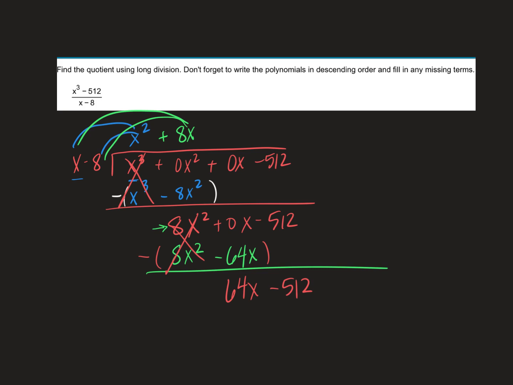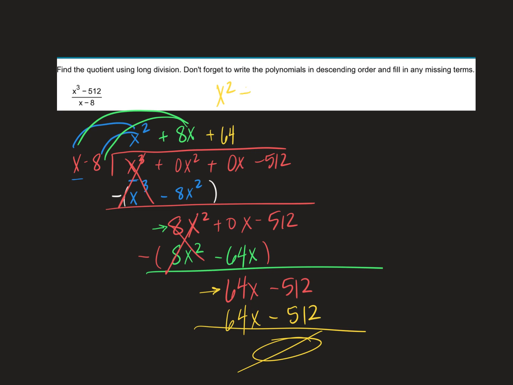Now, last but not least, I'm going to try and match this 64x, so that's going to be a plus 64. So I'm going to get 64x, and I'll grab my calculator. And that actually gives me, guess what, minus 512. Everything matches exactly, so everything cancels out, and I get a big fat remainder of 0. And so the quotient is x squared plus 8x plus 64.